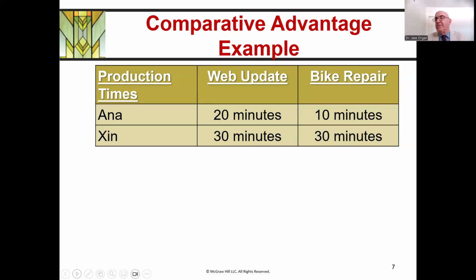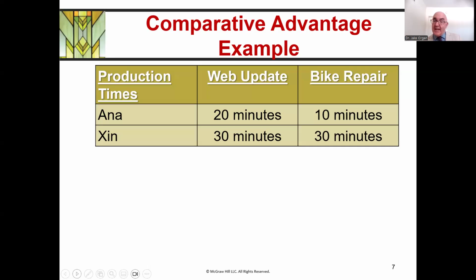Now, first thing, Anna is just a girl, you know, she should just do it all because she's so good at it. But as we'll see, mathematically, that's not true. Because look at who has the lower opportunity cost. Just think it through, maybe pause the video.